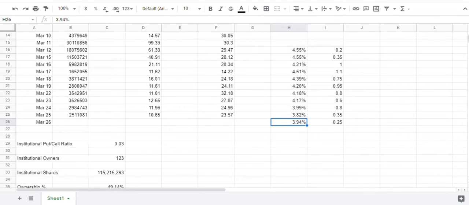I just checked the borrow rate. If you wanted to sell short today, and this is as of 7:45, the borrow rate is 3.94%, but there's only 250,000 shares available at the moment. Those values can change throughout the day.